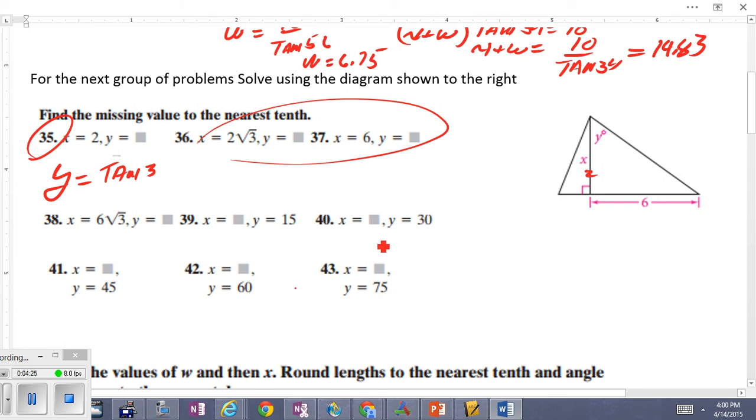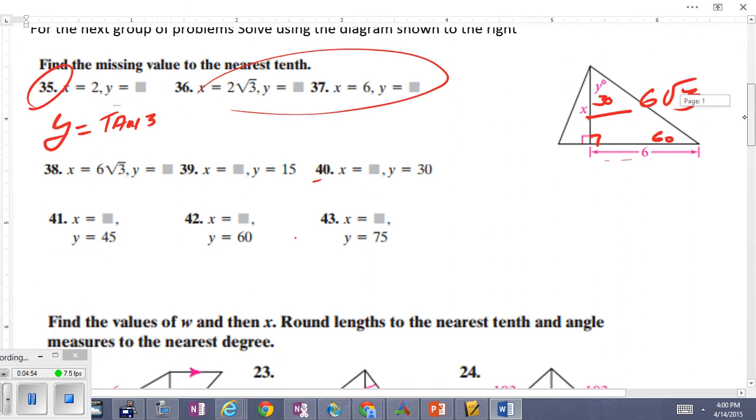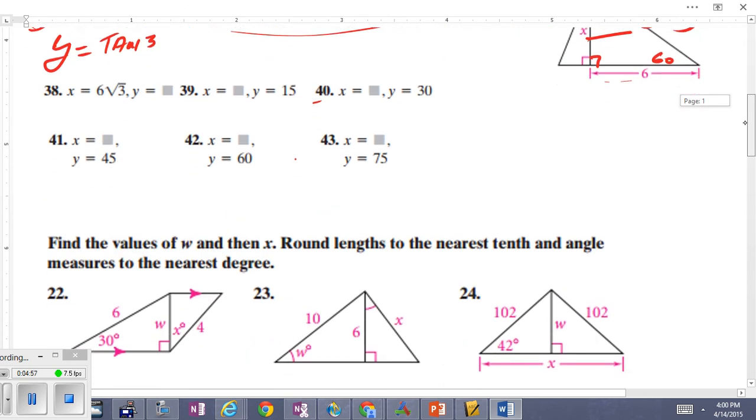If I look down here, let's say at number 40, it says, what is x if y is 30? Well, if y is 30, then I have my right angle here. I've got 60 over here. So I've got the side opposite the 30 to be 6. So the side opposite the 60 would be that value times the root of 3, so 6 root 3 in that case. So that's what you want to do on those. Recognize some of those right triangles.